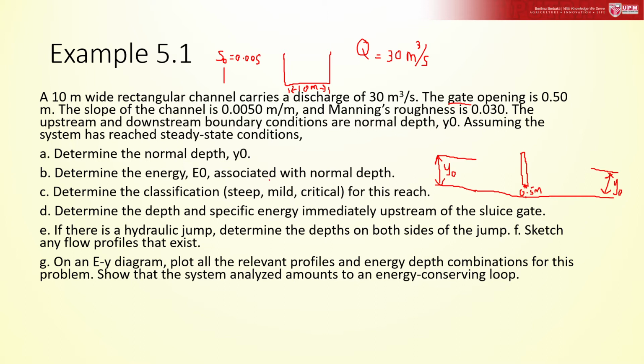So we have to determine first the normal depth, and determine the energy associated with normal depth. So this is E0. Determine the classification, either steep, mild, or critical for this reach. And D, determine the depth and specific energy immediately upstream of the sluice gate. So we have to find the depth and the energy immediately upstream of the sluice gate, something like here.